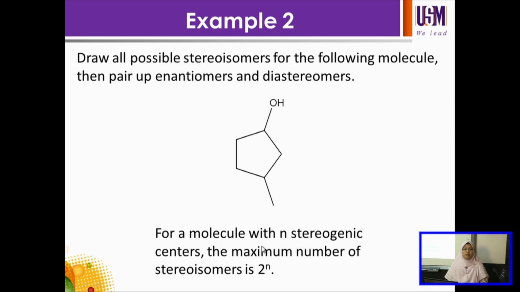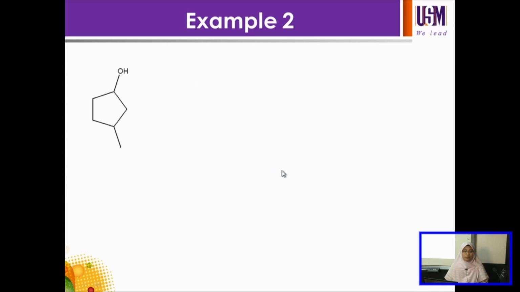So the maximum number of stereoisomers is 2 to the power n. So in this case we have 2 stereogenic centers. So 2 to the power of 2 is equal to 4 stereoisomers. So you have to draw all 4 stereoisomers of this compound. So what you can do here, since there are 4 possible stereoisomers, is that you draw all the cis isomers and also the trans isomers, and then you can draw their mirror images.